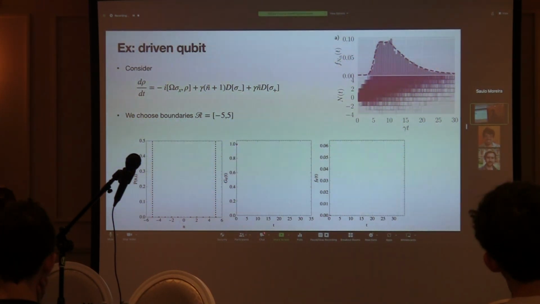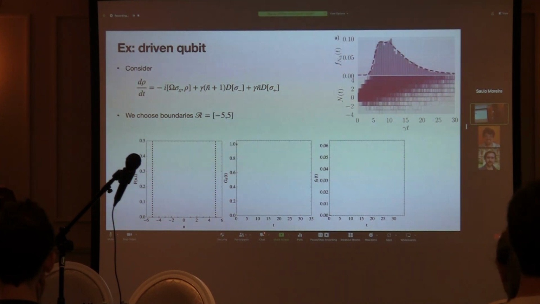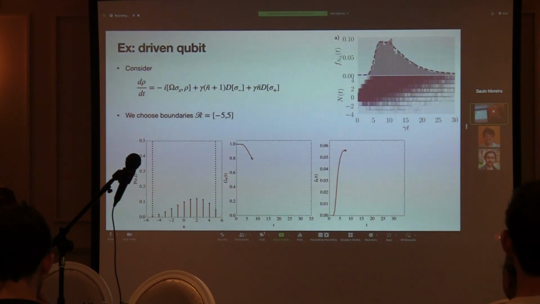But of course, this is very expensive, right? Doing these quantum trajectories is extremely expensive, and it's not really practical to keep on doing. So with our method, what is very nice is that you get a deterministic equation. So this is an example. Here's the probability that you find a system in given n's, the survival, and the first passage time.